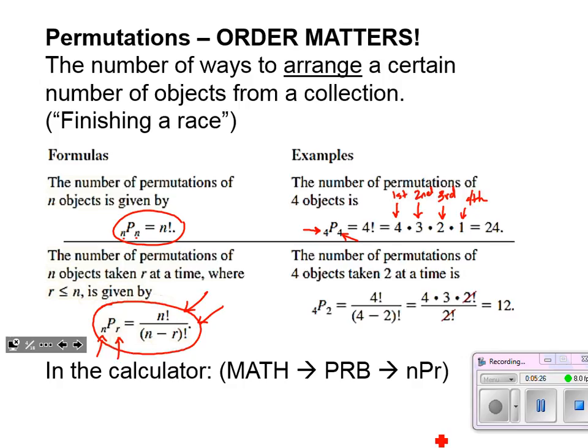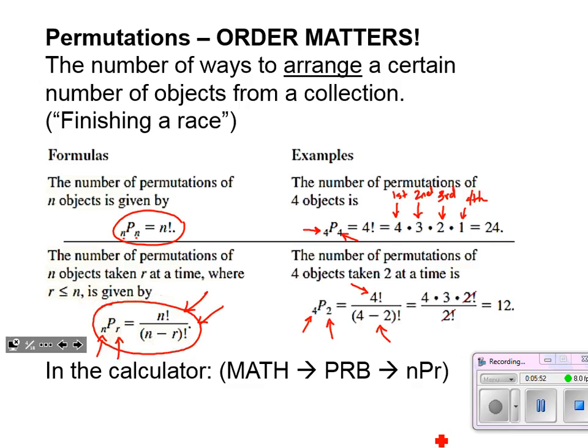So how that adjusts our formula, if we look over here in the example, let's say there are four runners in our race, and we want to find out how many ways they could finish first or second. So I'm just going to arrange two of those four. Well, in the numerator goes the factorial of all of our number of objects. And then in the denominator, we want to divide out what's left after we take out those two. So we do 4 minus 2 factorial.